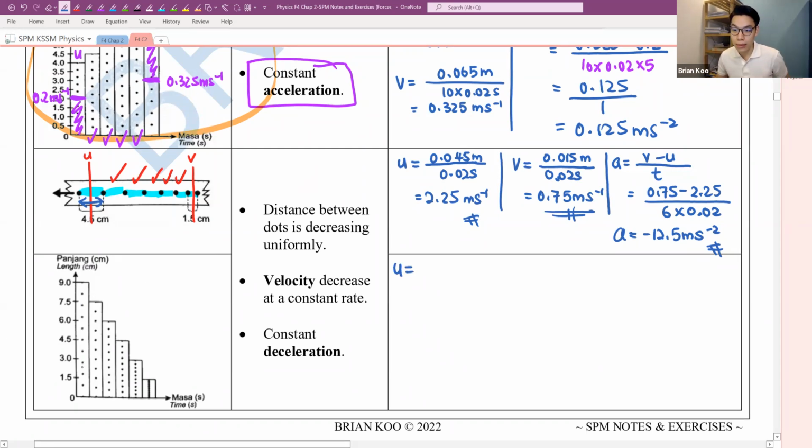The longest tape, you have to look at the x-axis here. This is talking about time.